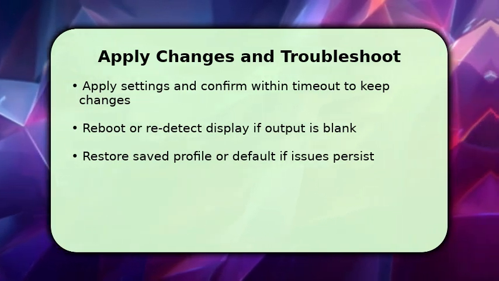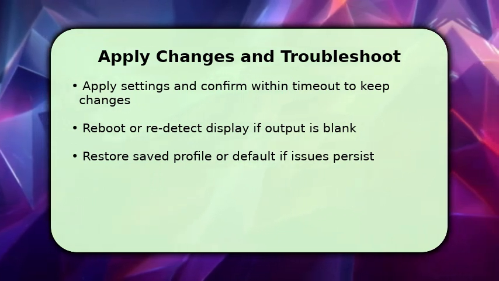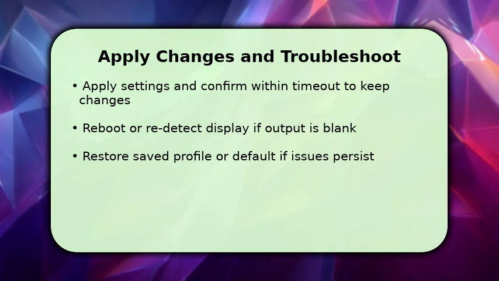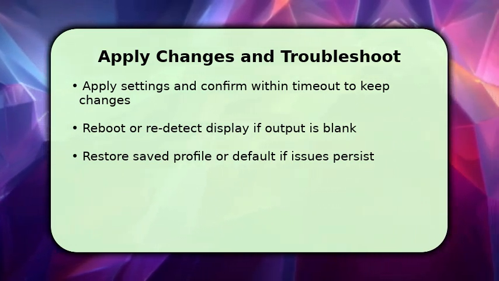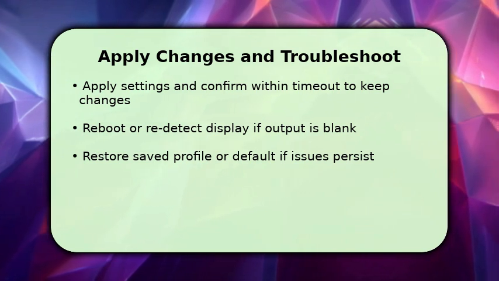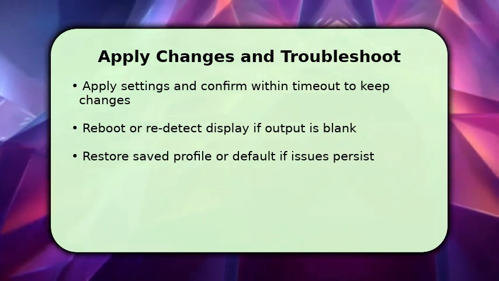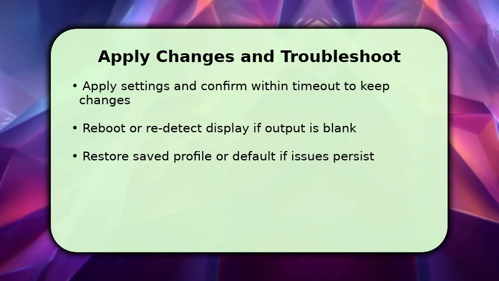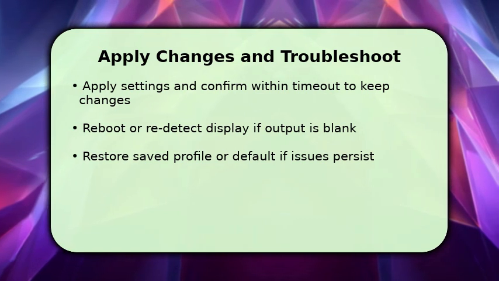If the screen goes blank or shows no signal, wait a few seconds, then reboot the system or reconnect the display cable and redetect monitors. If problems persist, restore a previously saved profile or reset to default settings. Key troubleshooting tip: boot into safe mode or use a secondary display to revert changes when the primary display is unusable.